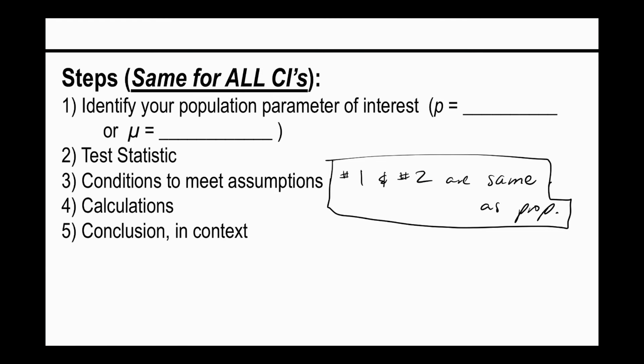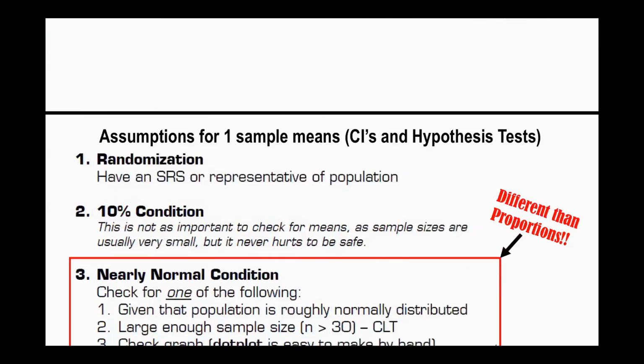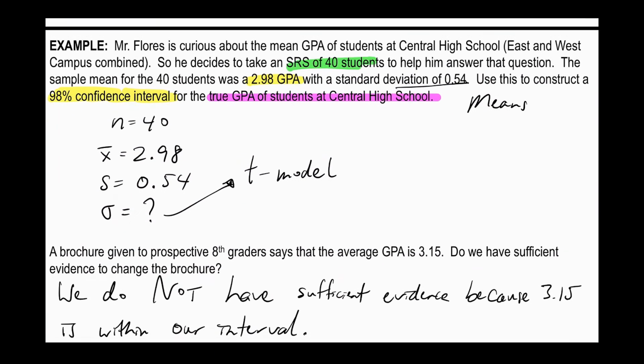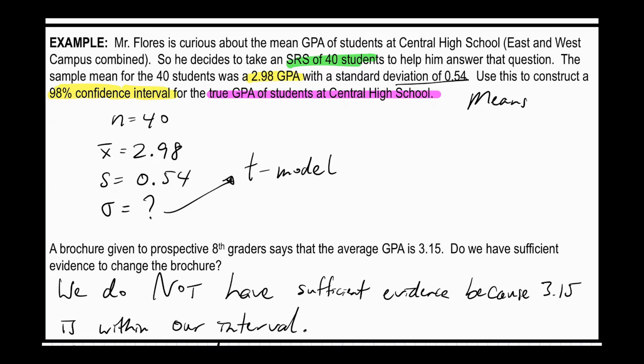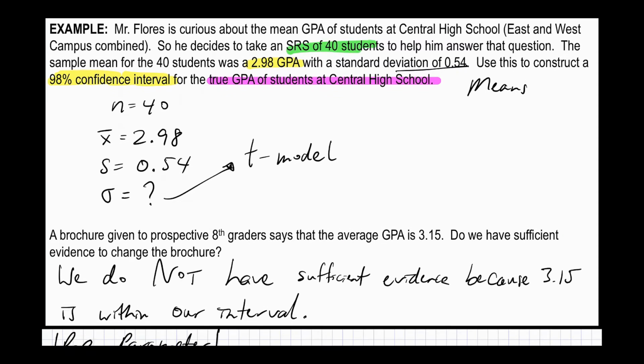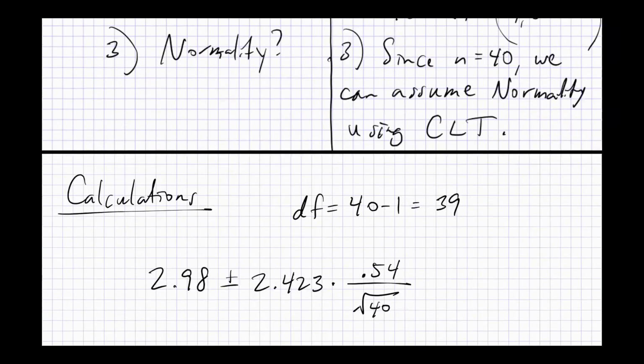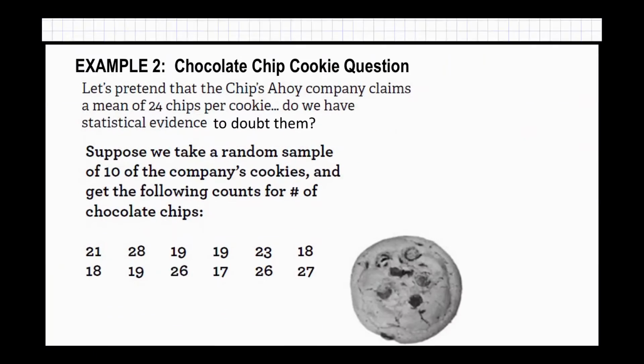These are the steps for the confidence interval. Number one is the same. You guys have been doing number one since last chapter, right? We still have to do that. Test statistic, conditions, assumptions, calculations, and then conclusion. Okay. So we did one. We did student GPAs, right? We did GPAs of students at Central High School for East and West combined. We did that. So we left off on example number two.